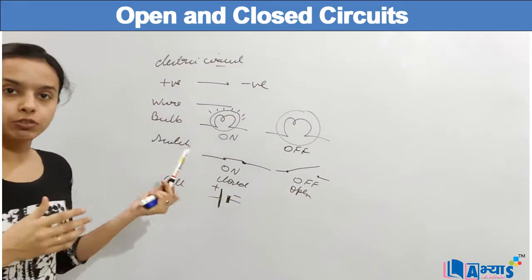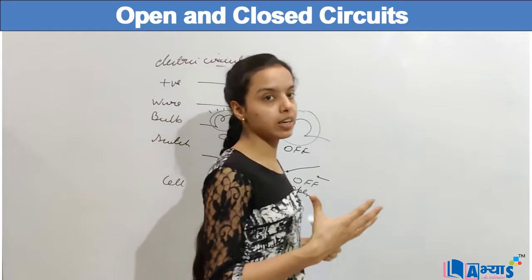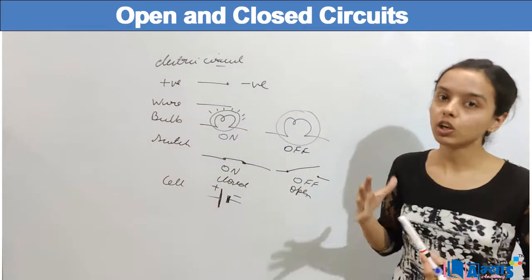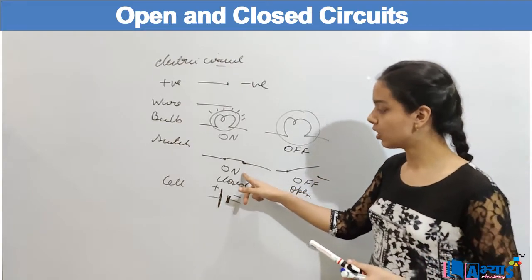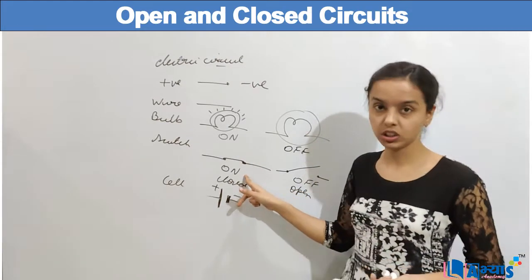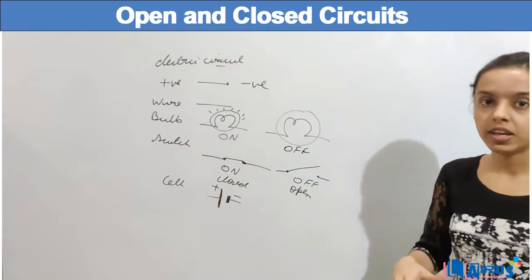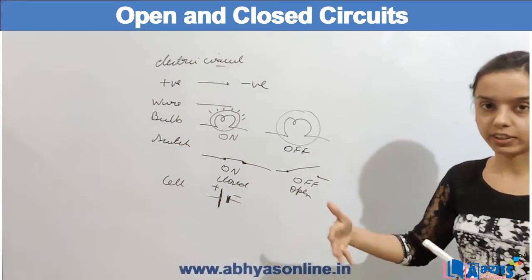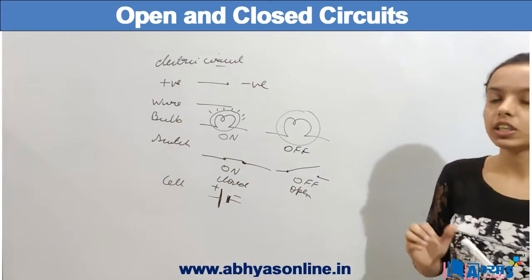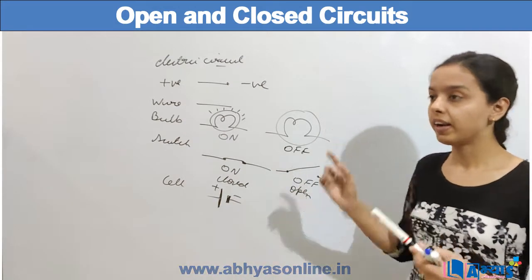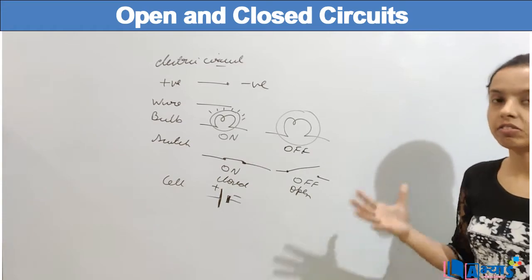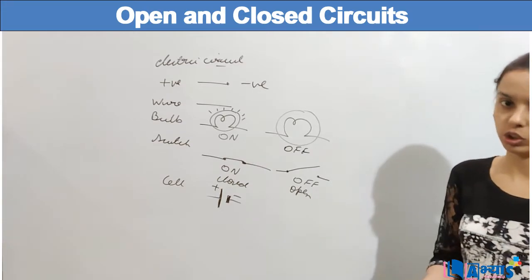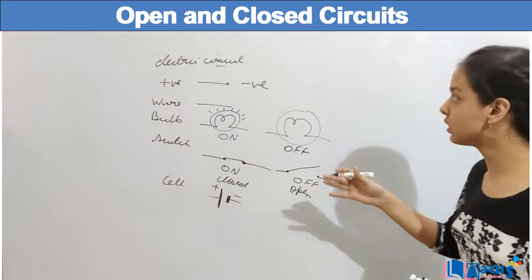Now when we have these four components, we can describe what open circuits and closed circuits are. Whenever the switch is in the on position, that means the switch is closed, and we say the electric current is passing through the electric circuit. Such a circuit is known as a closed circuit. And when the switch is in the off position, that means the switch is open, we say the circuit is in the open position.